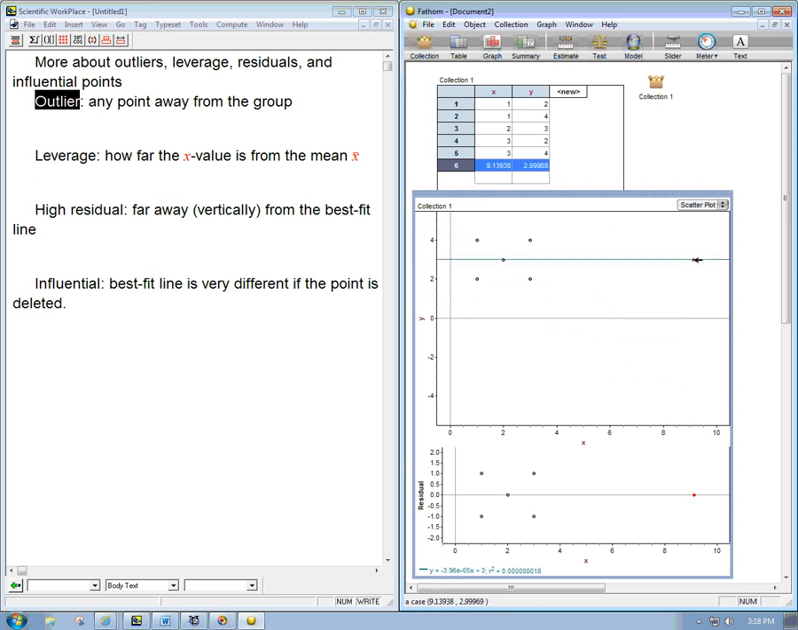We want to explain that. The first concept to explain that is leverage. A point has high leverage if its x value is very far away from the mean of the x values of the whole group. So the mean of this group is going to be right here at 2. Even if I include this point, the mean isn't going to get pulled up very much because there's 5 of this and only 1 of this. The mean's maybe somewhere around here, and this point is way above that mean. So that gives it high leverage.